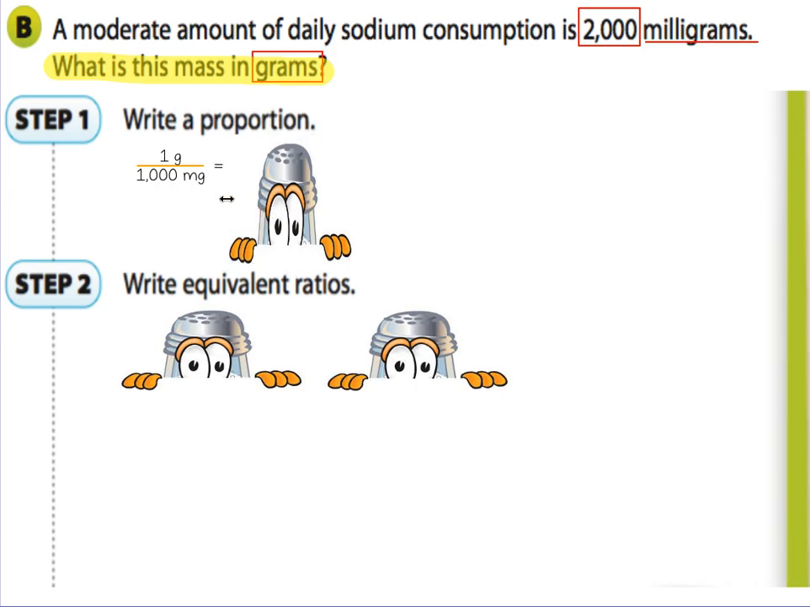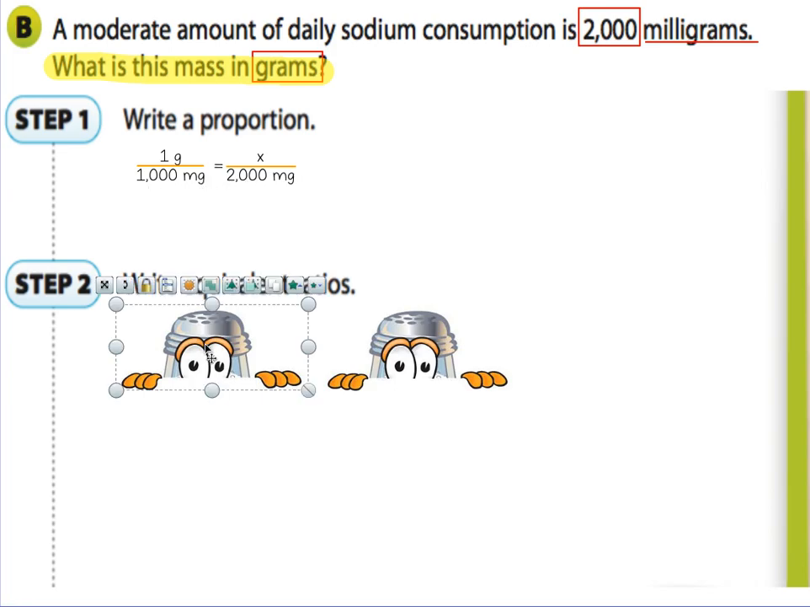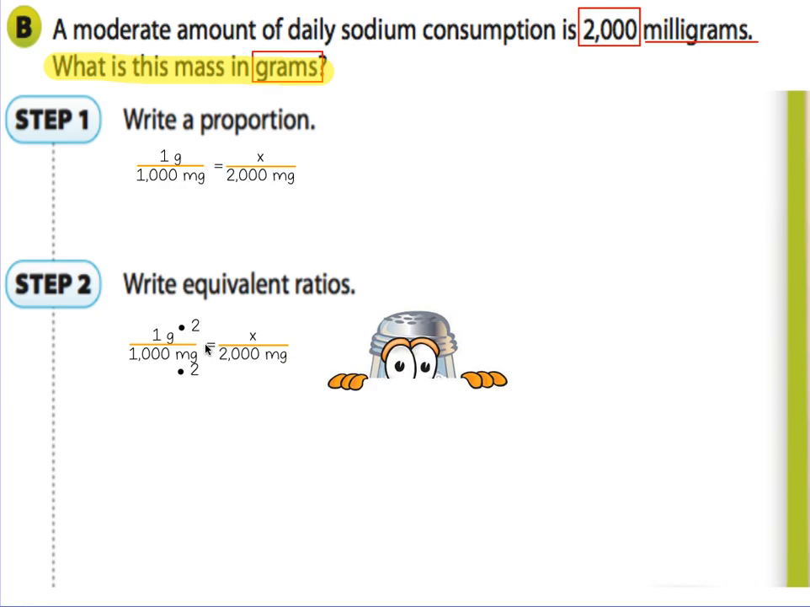And then I want to know how many grams are going to be in 2,000 milligrams. So I put my X above 2,000 because X is what I don't know and 2,000 is what I do know. X is my grams because that's what I'm looking for, so it goes across from 1. 2,000 is what I do know, and it goes across from 1,000 because they're both milligrams, so my proportion is set up correctly. Okay. Once again, I'm going to use equivalent ratios.